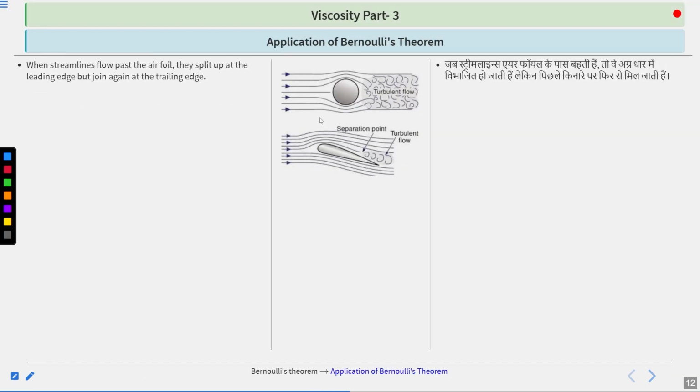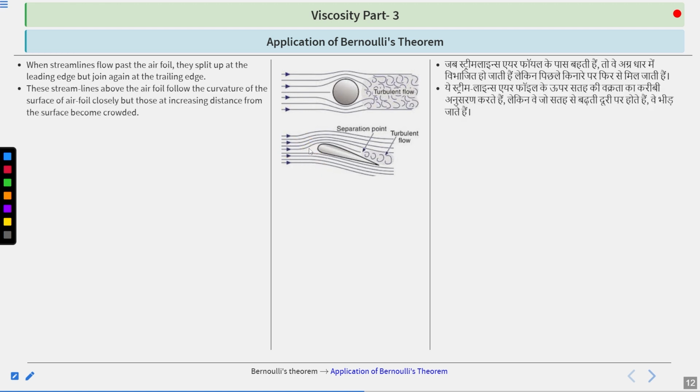When streamlines flow past the airfoil, they split up at the leading edge but join again at the trailing edge. Here you can see this is the separation point. They separate here, but again they get joined together. These streamlines above the airfoil follow the curvature of the surface closely, but those at increasing distance from the surface become crowded.